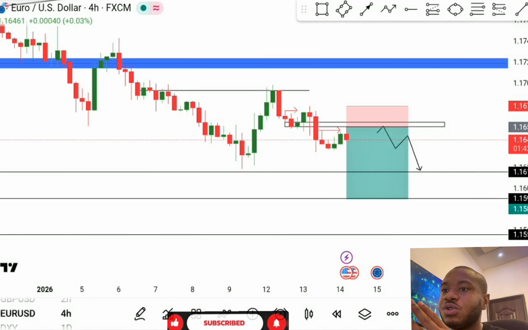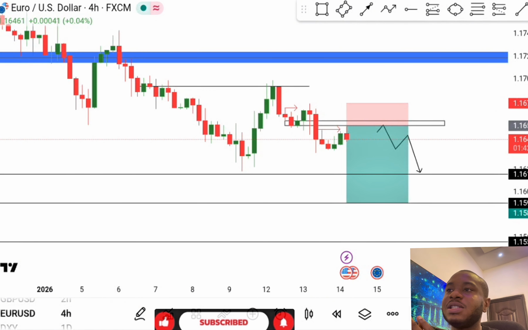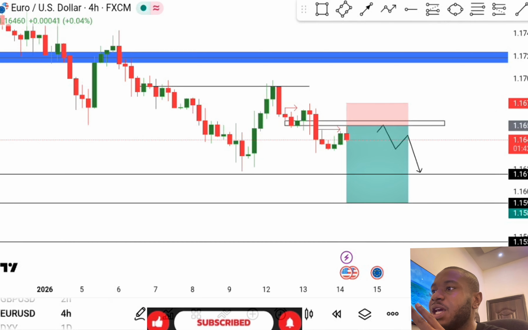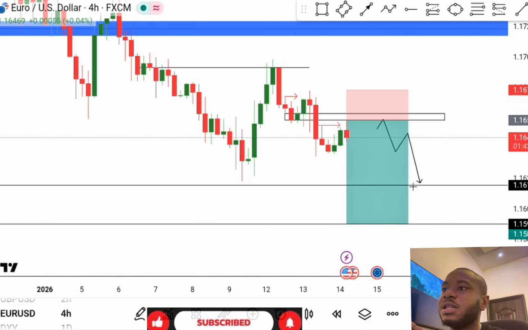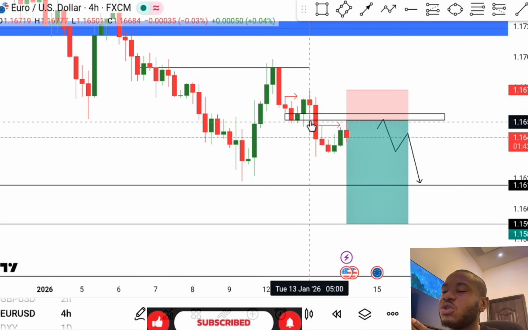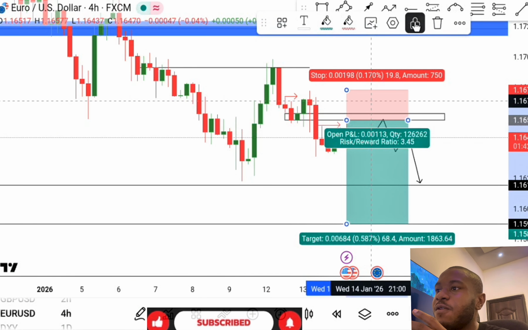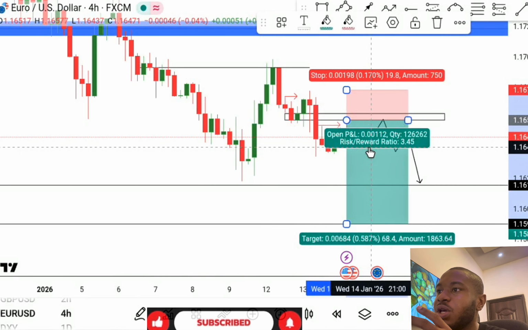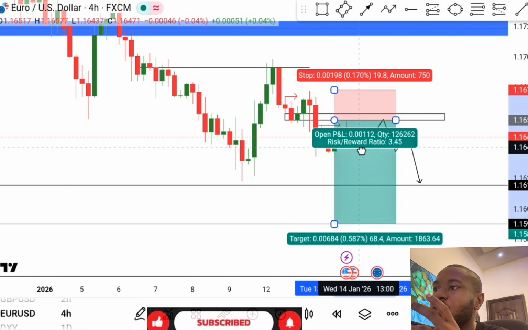So let's roll to the 4 hours time frame. I've already seen the daily time frame is giving me some structures to the downside. The monthly time frame is giving me structures to the downside. The weekly time frame is giving me structures to the downside. The daily time frame is giving me structures to the downside, and the 4 hours time frame also is giving me some structures to the downside.